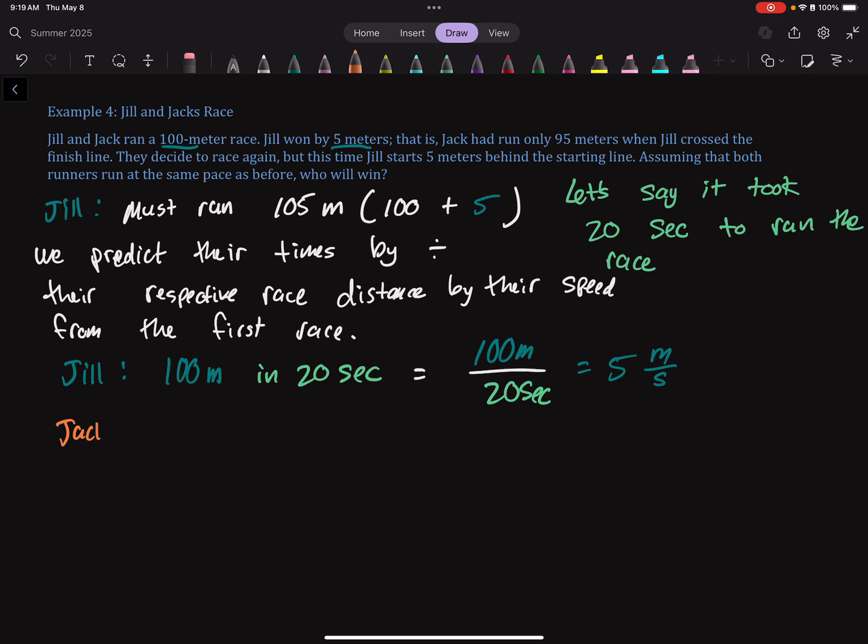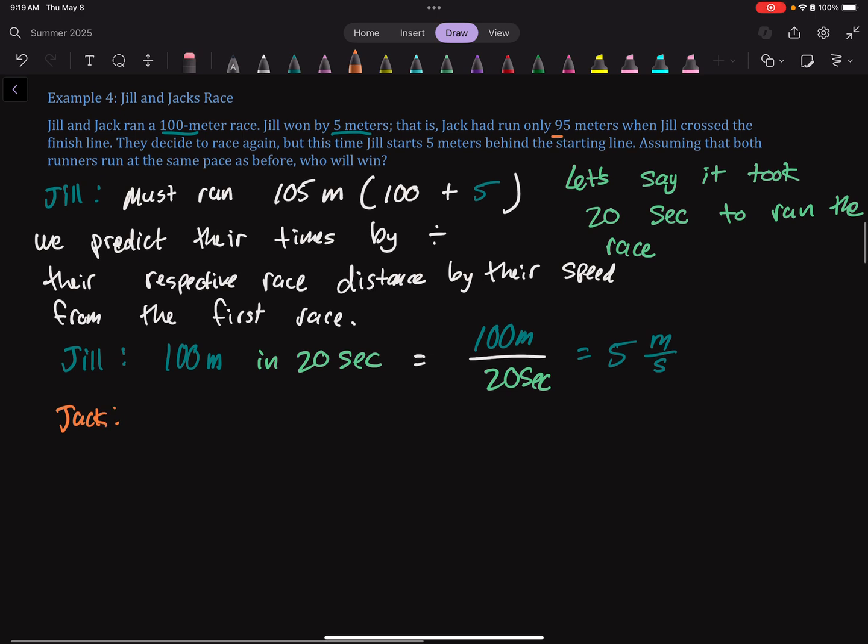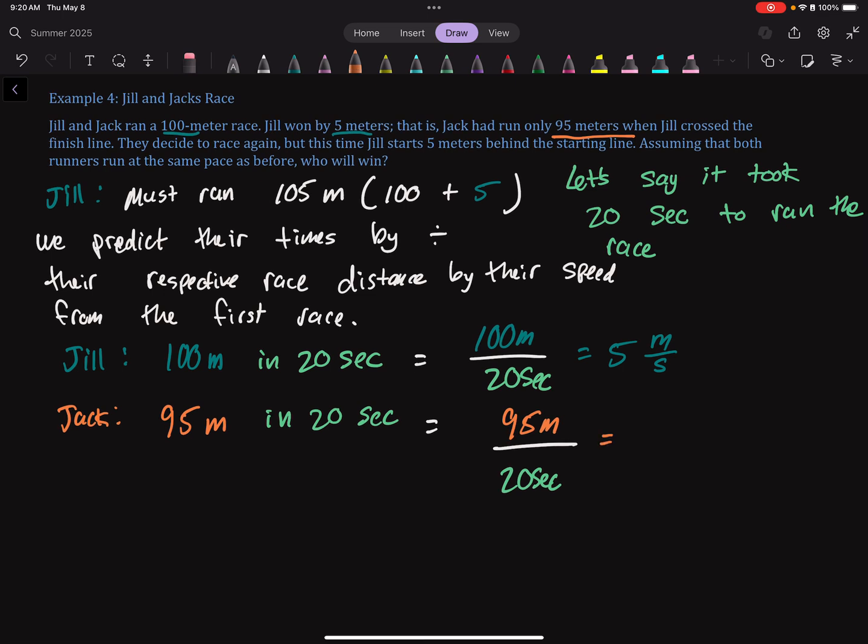So Jack only got to 95 meters before Jill won. So Jack ran 95 meters in 20 seconds. What that means is Jack actually ran 95 meters for every 20 seconds. And that means Jack ran, just use your calculator, 4.75 meters per second. Use decimals, that's totally fine.